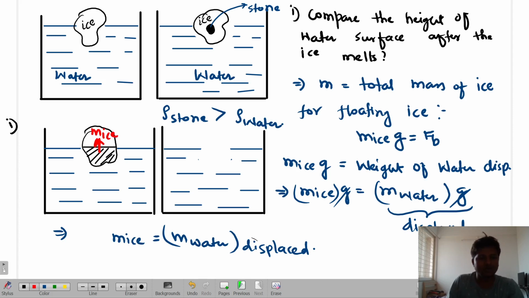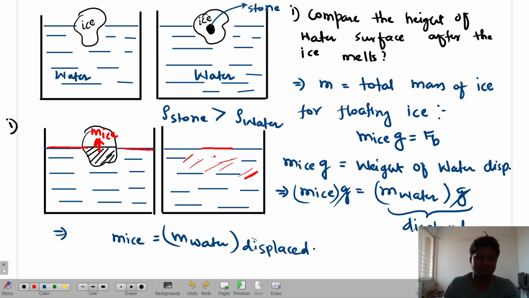So if this whole ice just melts, what will it do? Whatever was the water displaced, this was the water displaced level. So that mass of ice will get spread in this water. And if it gets spread, the water level is going to be the same only. Why? Because whatever is the mass of ice, that much is the amount of water displaced, and that is getting melted and is present inside that. So the water level will not change. Are you able to get me or not?